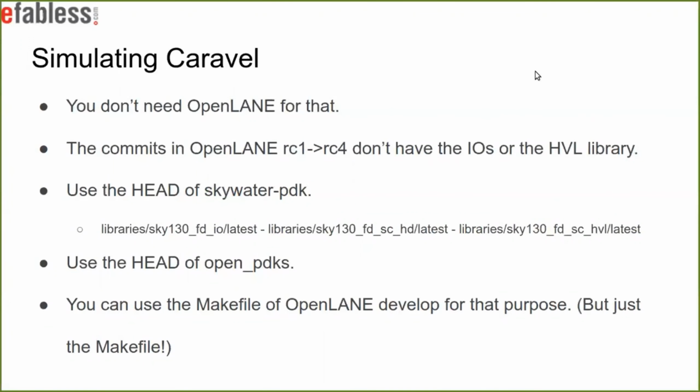Then let's talk about simulations. To run simulations, you don't need OpenLane. Also, the PDK commits in OpenLane from RC1 to RC4 don't have the IOs or the HVL library, and so they cannot be used for simulation. What you need is the head of Skywater PDK and OpenPDKs, and you need the HD, HVL standard cell libraries, as well as the IO library. You can also use the makefile of OpenLane develop branch to install the latest version of the PDK, but just the makefile.